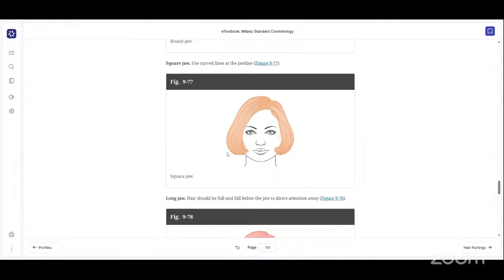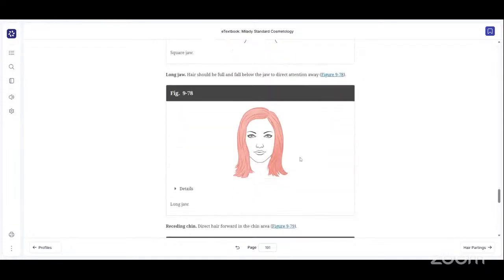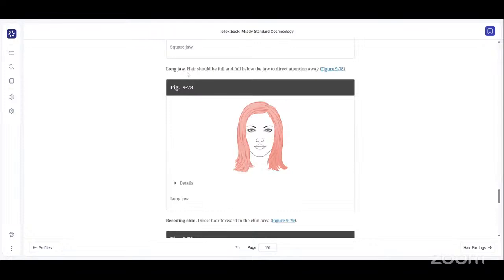So I'm not going to have prominent bone straight lines here. I'm either going to add some volume, some kind of curl, some kind of feathery action around this square jawline. A long jaw, okay? Hair should be full and fall below the jaw. So I need longer length hair that either comes to the neck, that's in the neck area, or longer.